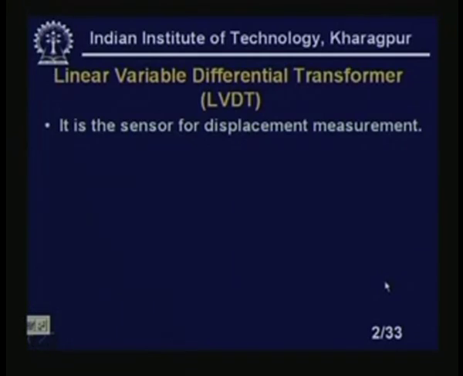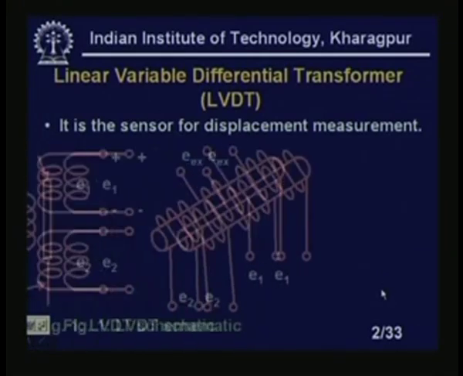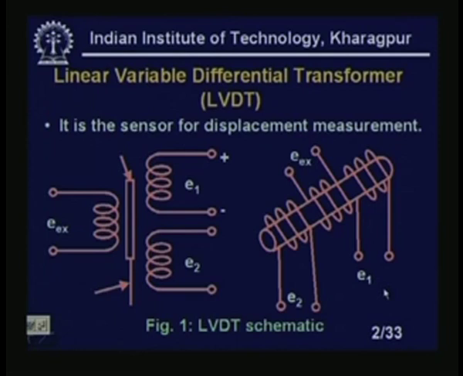It is a sensor for displacement measurement. You see, this is our basic LVDT. You can see here that you have a primary. There are three windings. Look very carefully. We have one primary and two secondaries, two exactly identical secondaries, right.